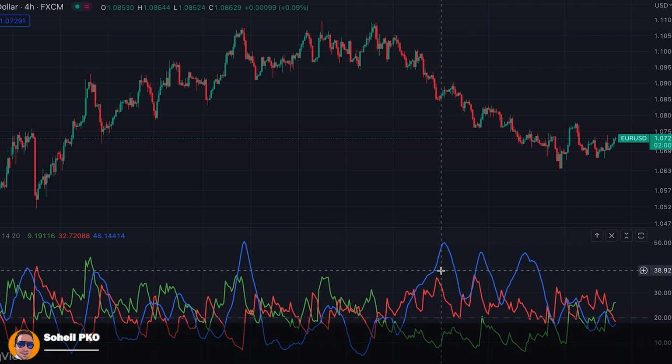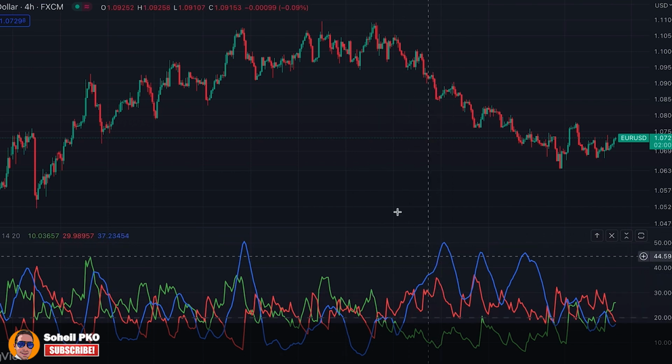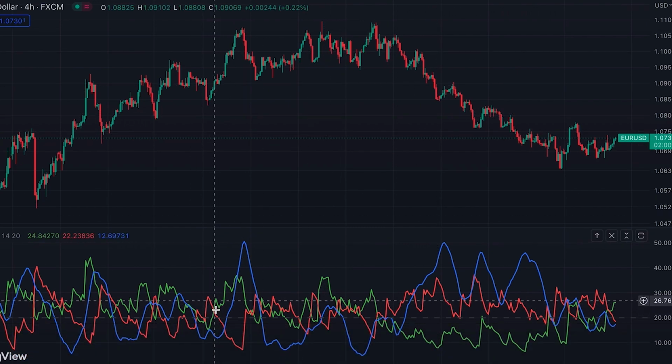As I said in this video, we use 20 as the key level of ADX. So the first thing that must be confirmed is that ADX must be above 20, so that we'll be sure that the price is trending. When plus DI, the green line, crosses above minus DI, the red line, it's a buy signal, and when minus DI crosses above plus DI, it's a sell signal.